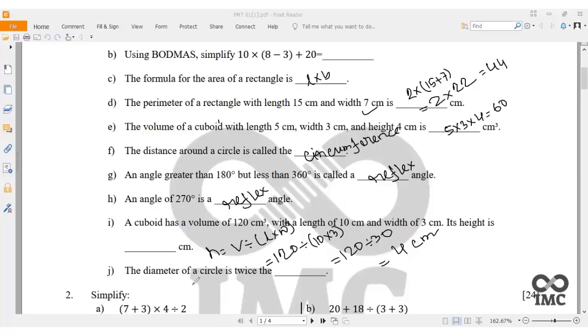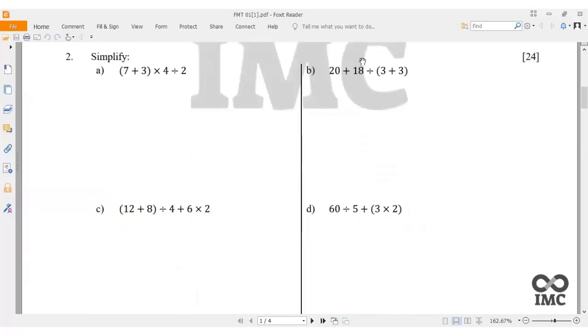Number J. The diameter of a circle is twice the radius. So we know that diameter is twice the radius. So here answer will be radius. Now question number 2. Simplify. So what will be the answer?